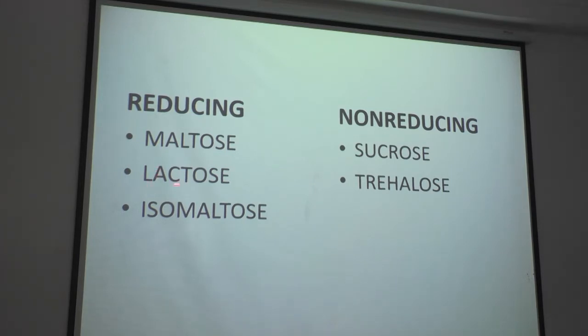Lactose osazone crystals look like a hedgehog or powder puff shape. Maltose crystals look like sunflower petals. Isomaltose is not required. Sucrose, in your syllabus, only this one you need to know. Sucrose is a non-reducing sugar, which contains glucose and fructose. Right? Glucose and fructose.